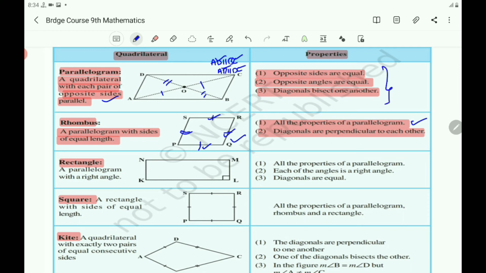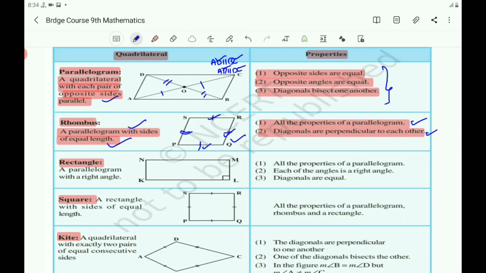Together with that, one more extra property: diagonals are perpendicular to each other. And also all the sides are of equal length. It is given in the definition only. All the sides are of equal length.